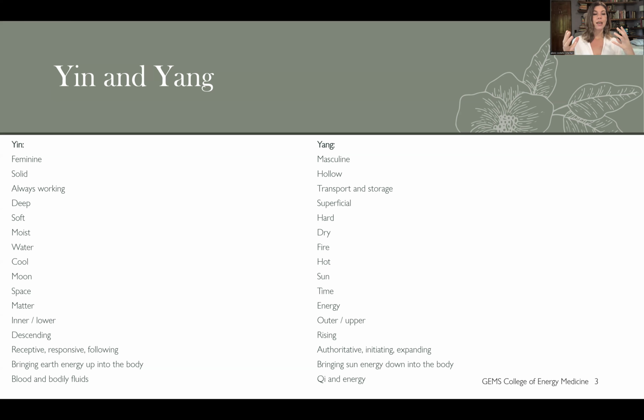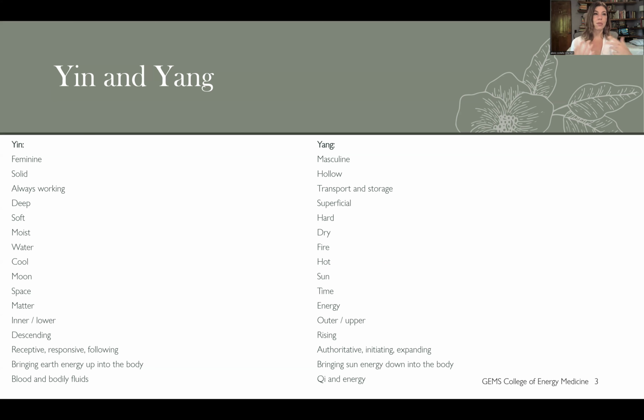The idea that the yin is deep, soft, always working in the body, as opposed to the yang, which is more superficial, hard, dry. It's more about transitions in the body. We start to get a feel for how things like our organs, our meridian system, these different channels of energy and movement of energy within the body, they all kind of fall into the category of one or the other.